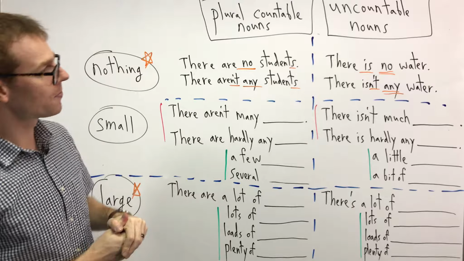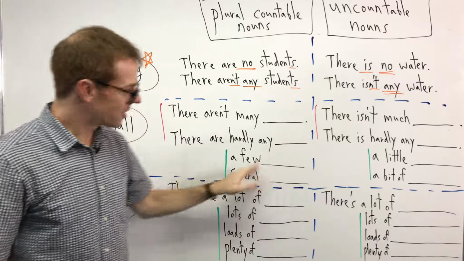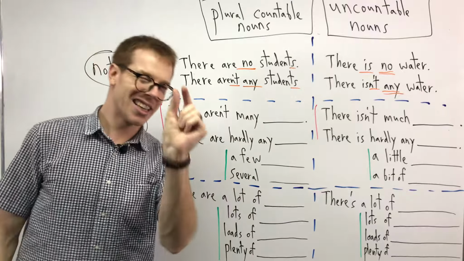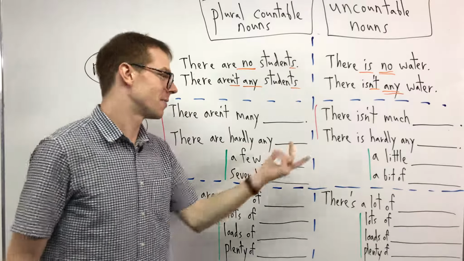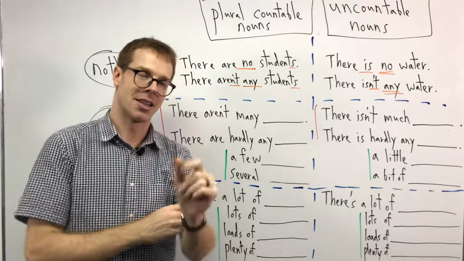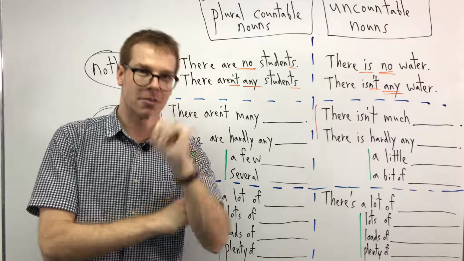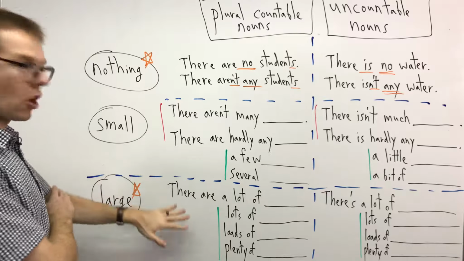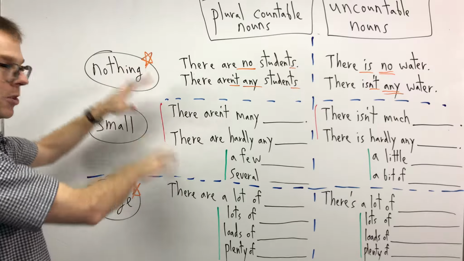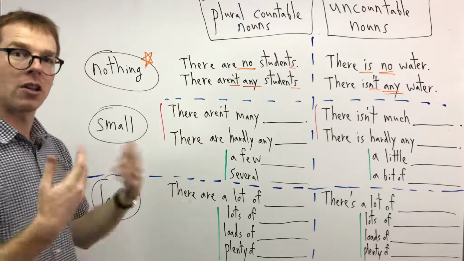But for our uncountable, the distinction's not as big. We could just say a little, a bit. For those ones, for me it's the same meaning, small amount. A little water, a bit of water. Next we go to the large. We did our nothing, we did our small. Now we have our large.